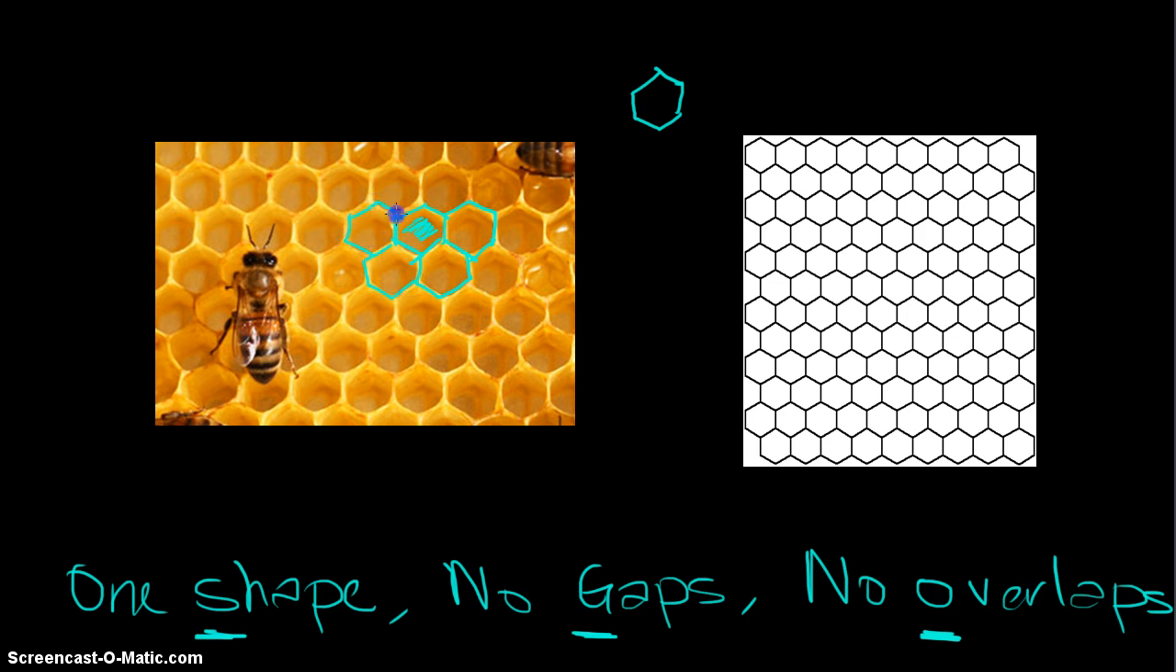In between the shapes, there are no gaps. As you can see, around this shape there are no gaps at all, and there's no overlapping. As I go through more examples, I think you will get it. So in summary, a tessellation is one shape with no gaps and no overlaps.